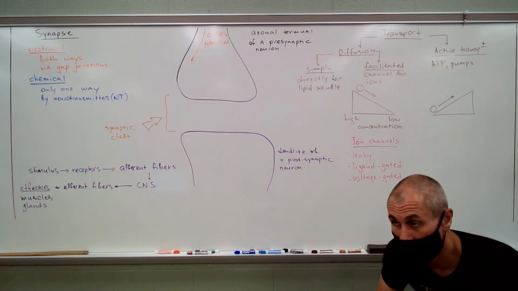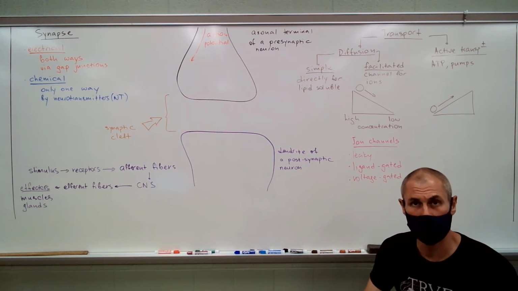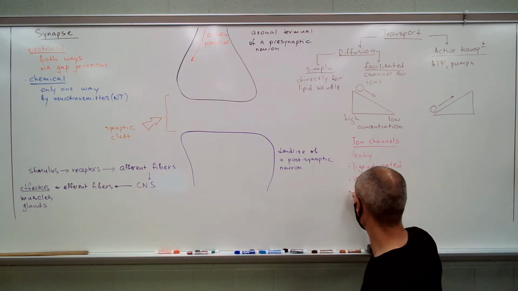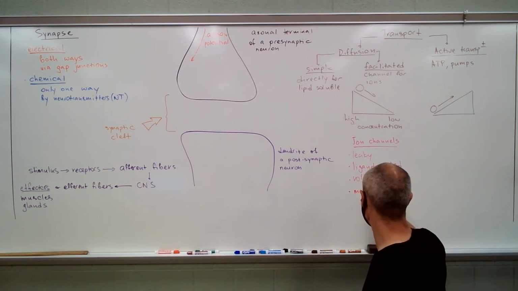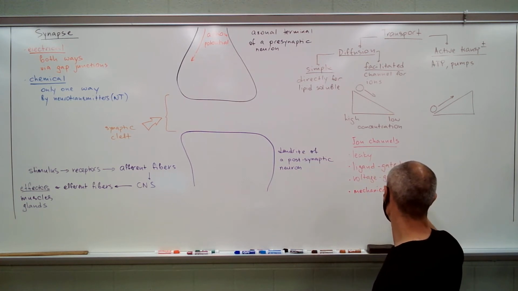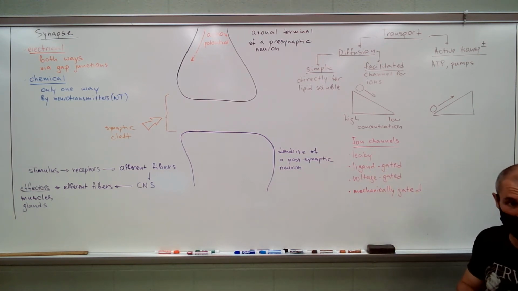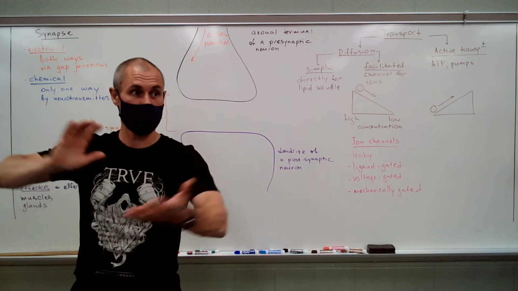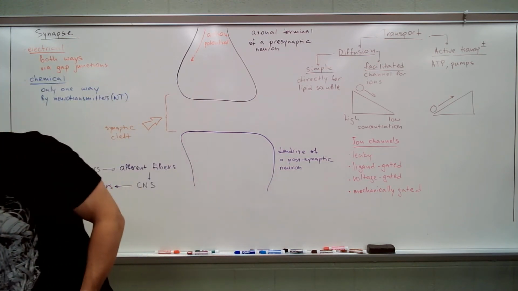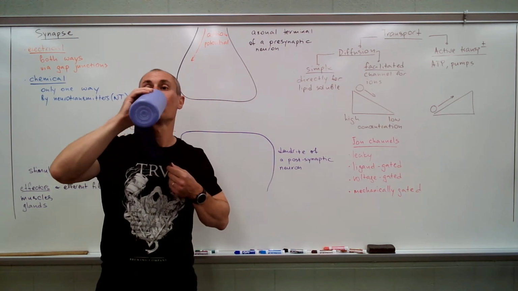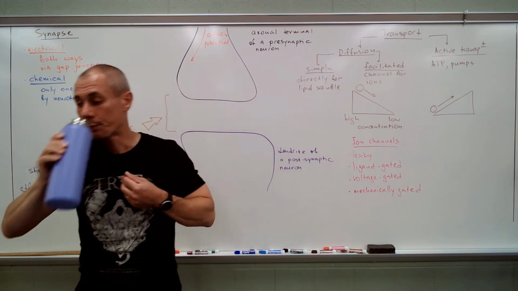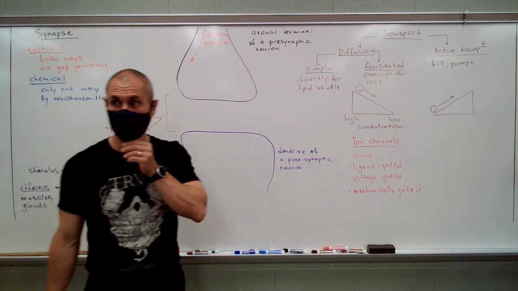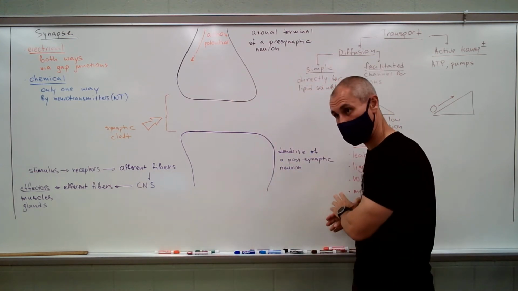And the last one, which I think we're not going to mention until we start talking about hearing, are mechanically gated channels. So in mechanically gated channels, the cell gets deformed, physically deformed, stretched, compressed, twisted, bent, and it opens the channels. Clear?